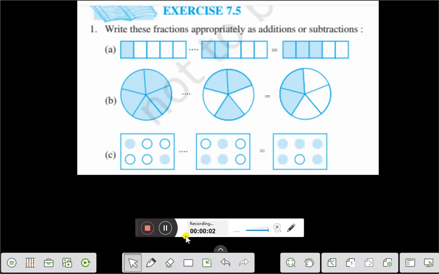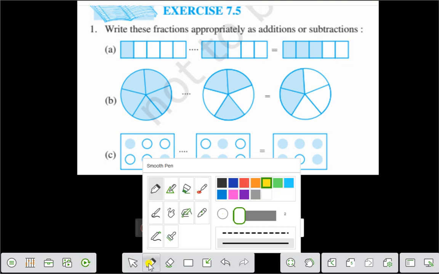Hello everyone. Today we shall discuss exercise 7.5 question number 1. Write these fractions appropriately as additions or subtractions. Let us find the fractions first.